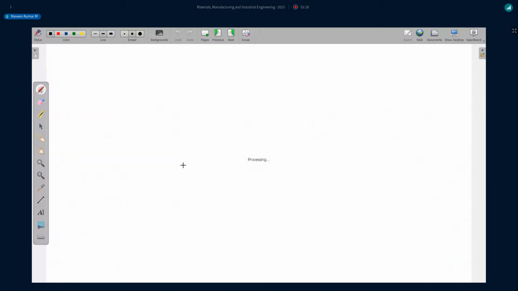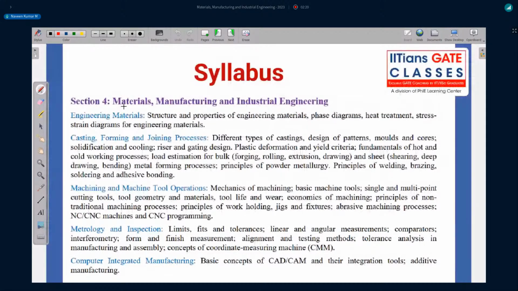This section 4, both materials manufacturing and industrial engineering, is approximately one quarter of the whole GATE syllabus. Coming to the marks, you can expect approximately 25 marks out of 100 in this syllabus. So it's very important, and it's not a subject which you can leave. It's very, very important, right?